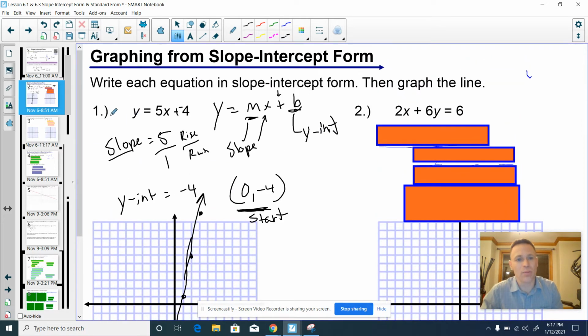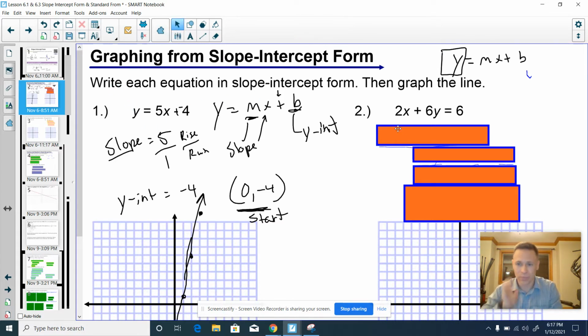So the thing about this equation is that it was already in slope-intercept form, right? So again, I'm going to write it one more time. y equals mx plus b, right? It's an equation that is solved for y. This was already solved for y. So what I'm getting at is if we look at number 2, it's not solved for y. So if it is not solved for y, the easiest thing to do is to go ahead and do that.